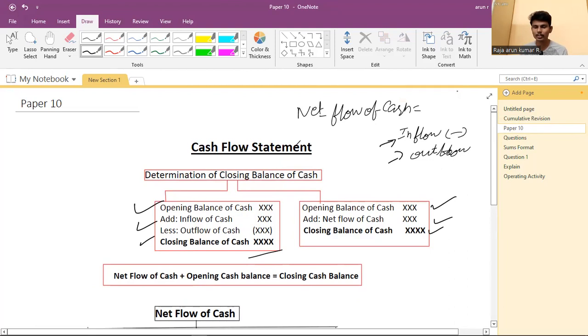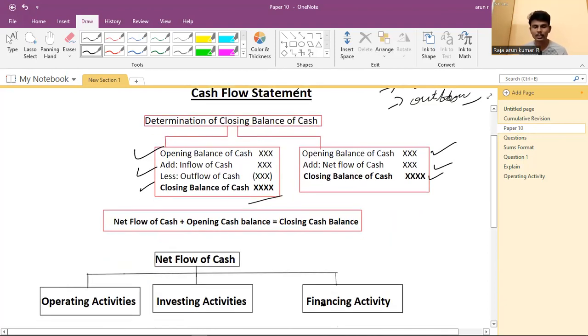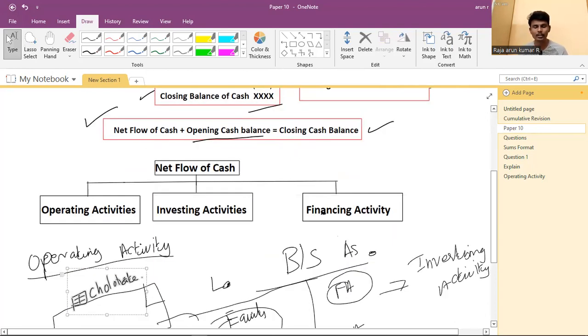Okay, this is the shortest way to find out the closing balance of cash. Net flow of cash plus opening cash balance equals closing cash balance. Okay, this also we saw in the previous classes, and now we come to the main point of the cash flow statement.